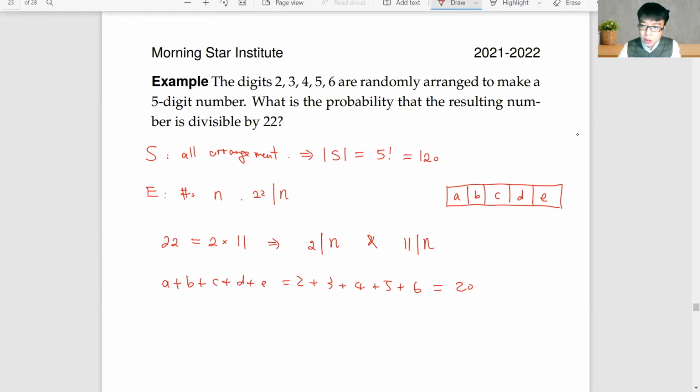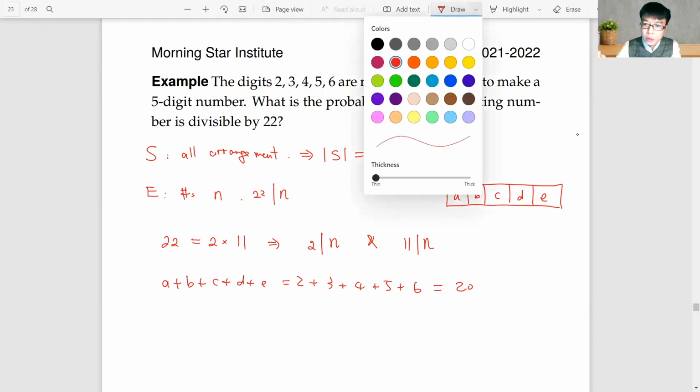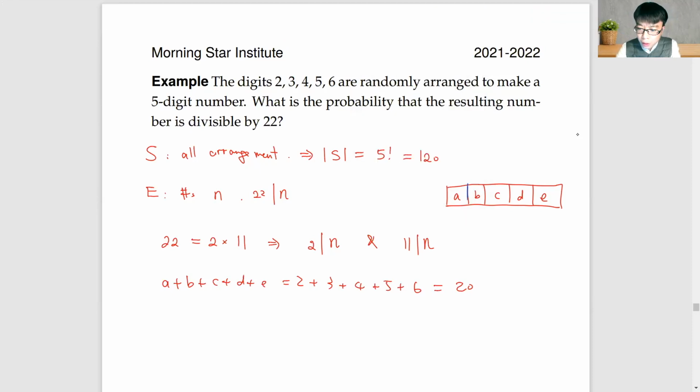But here we split this into 2 groups, right? And do subtraction. This is even places. So we should have A plus C plus E minus B plus D. This number should be divisible by 11. But their sum, okay, here let me call these two numbers x, y. So we know x plus y equals 20, but x minus y is a multiple of 11.